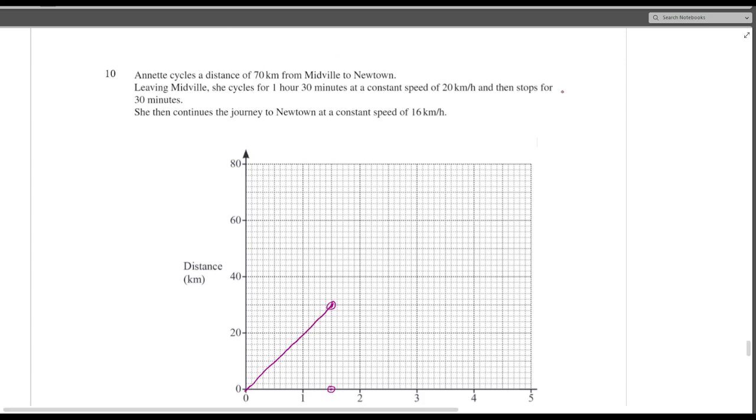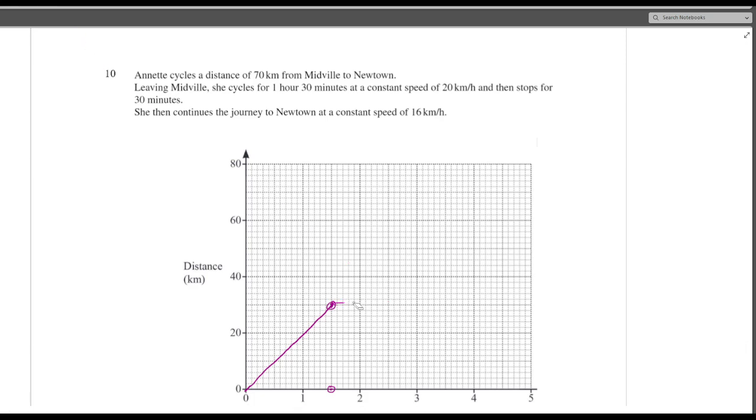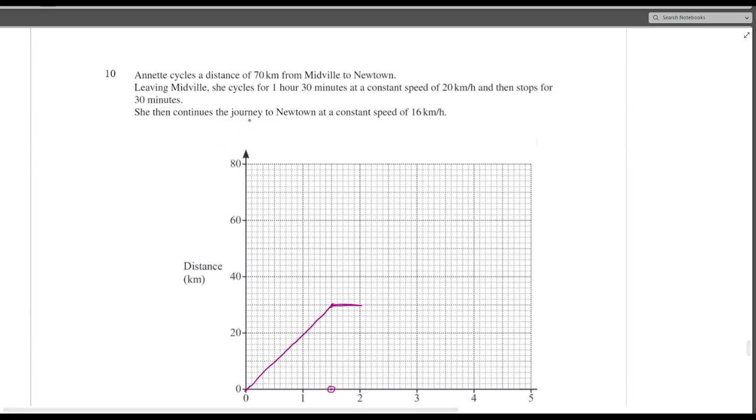Then she stops for 30 minutes. Then for the next 30 minutes, she is not moving anywhere. So your distance will remain the same. So what I will do, I will draw a straight line. Here this is a straight line. Then she continues the journey to Newtown at a constant speed of 16 km per hour.